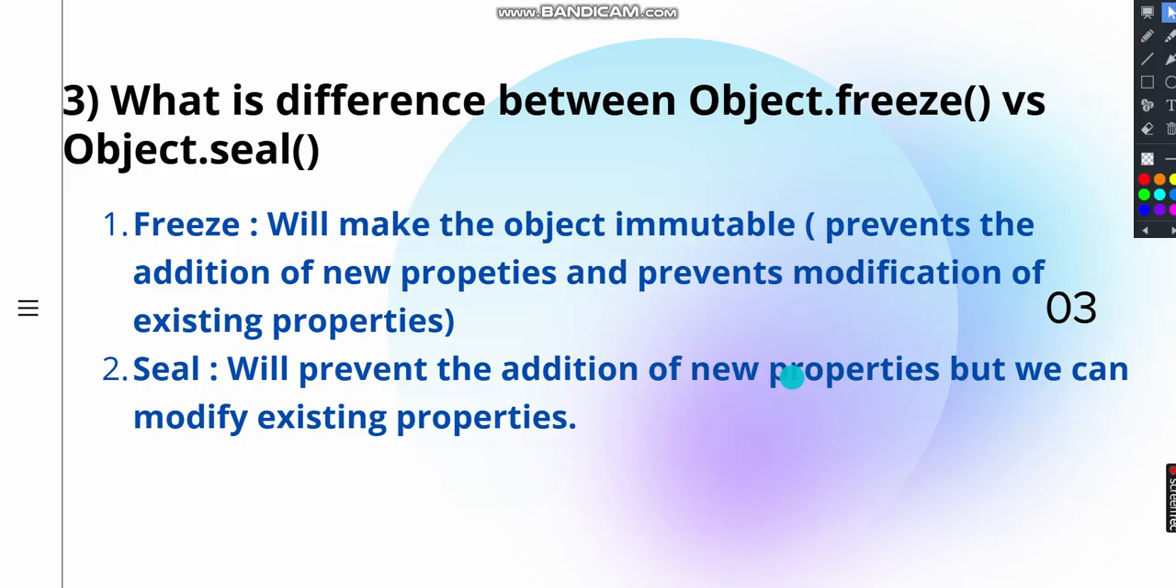Whereas in seal, it prevents addition of new properties, but you can modify the existing property. So if the name is Shruti, you can go and change it to something else. That is the difference between freeze and seal. They both restrict your object, but freeze prevents modification of existing properties, while in seal you can modify existing properties.